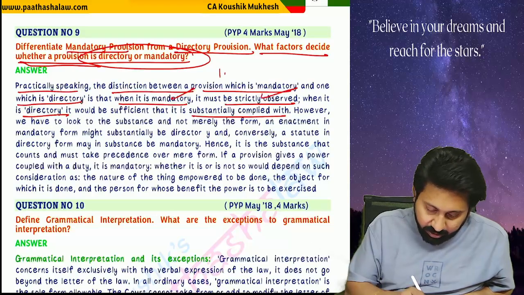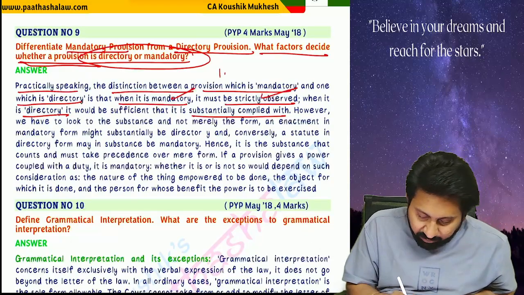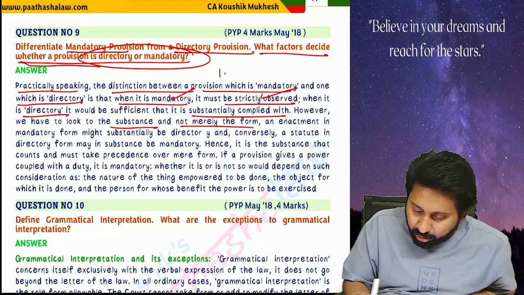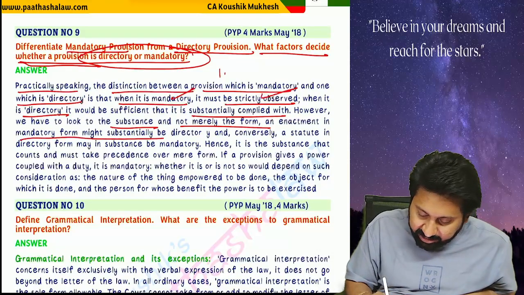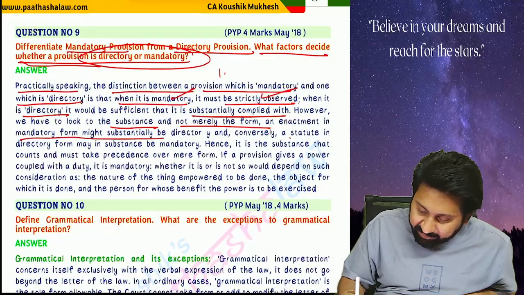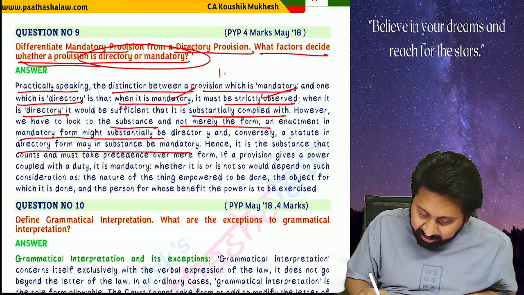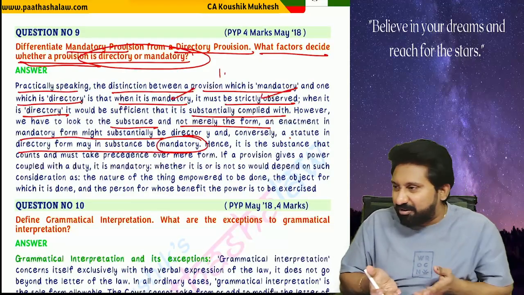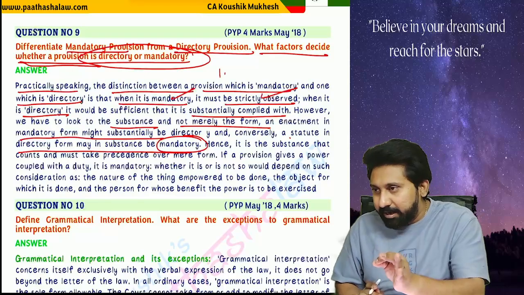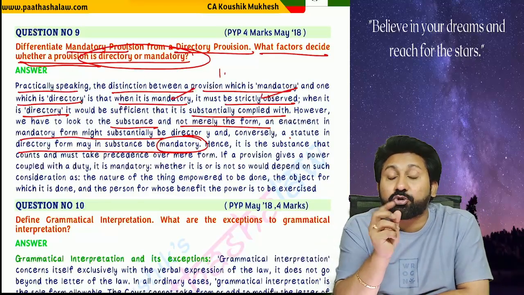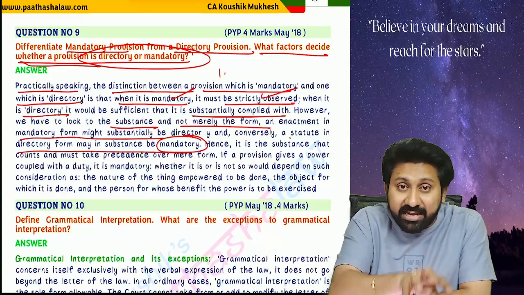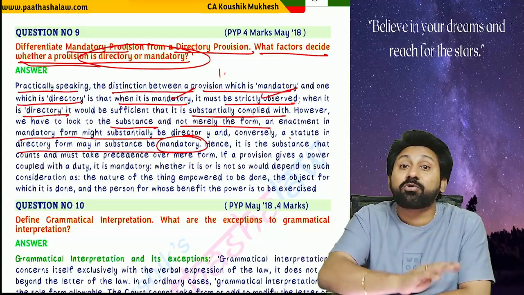Okay, next. However, we have to look to the substance and not the form. An enactment in which mandatory form might substantially be directory, and conversely a statute in which directory form may in substance be mandatory. Sir, what is this? Simply, whether a section is directory or mandatory should be understood from the substance, not from the form. Substance over the form.